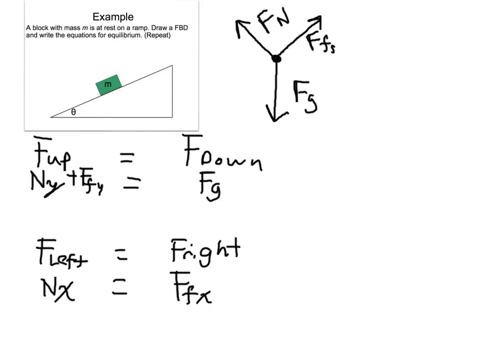So you should look at my free body diagram and notice how I figured out that Nx is left. So the normal force vector points to the left and up, so it has an up part and a left part. The frictional force points to the right and up, so it has a right part and an up part. So here are my equations for static equilibrium.